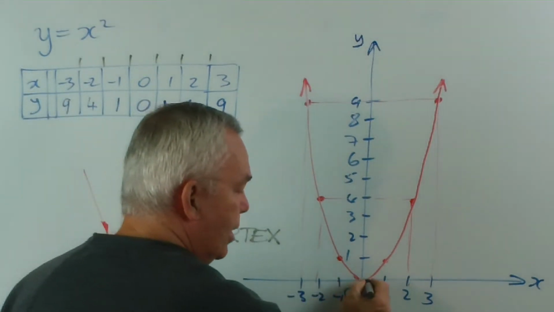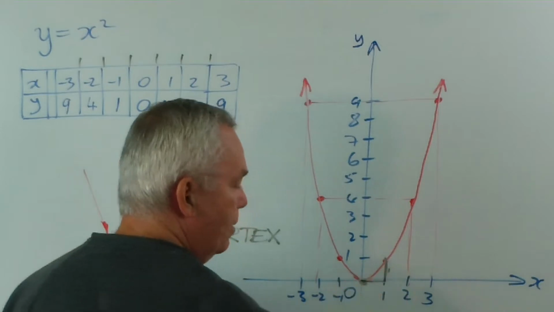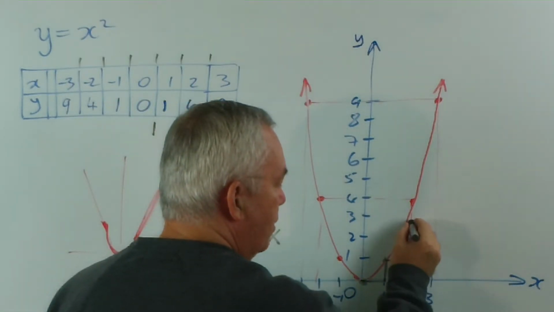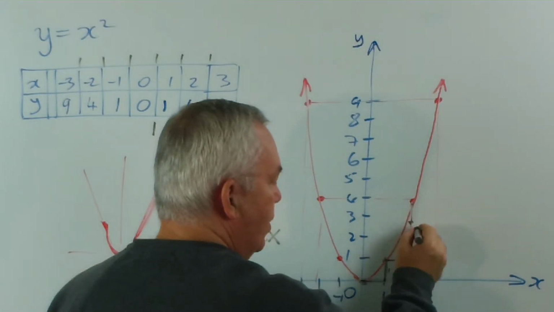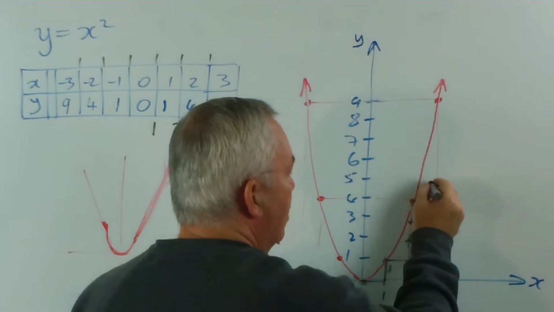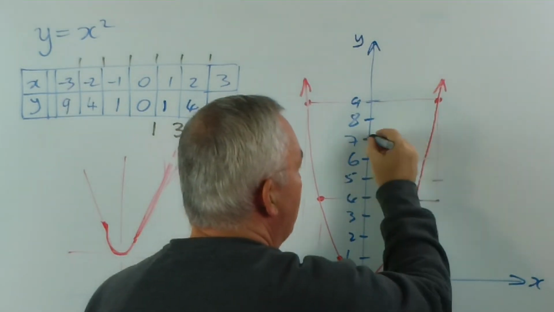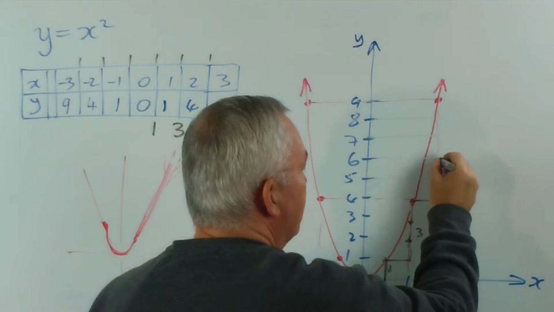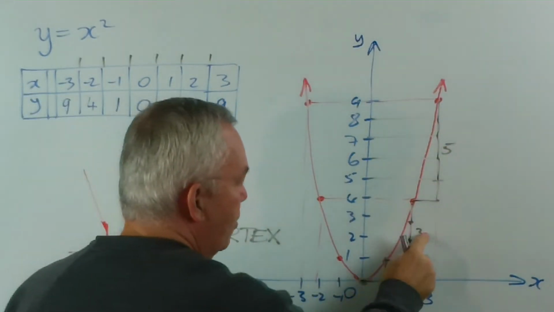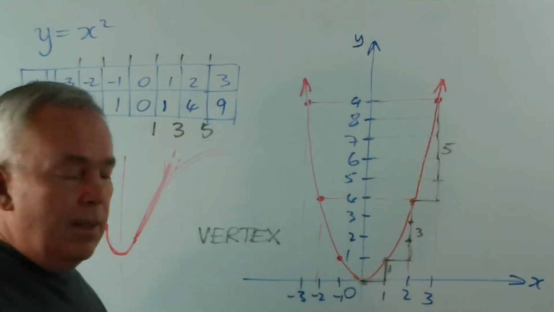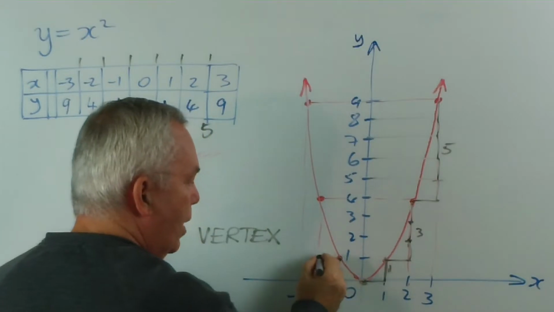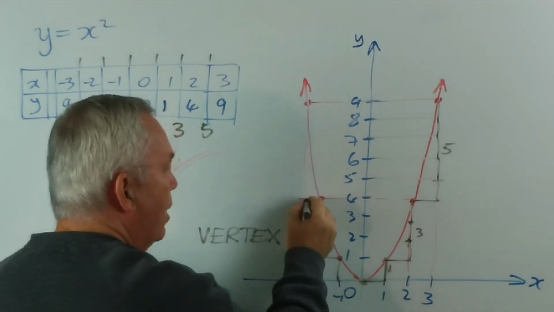If we start at the vertex and go across one, we go up one square. If we go across another square, we go up 1, 2, 3 squares. And if we go across another square, we go up 1, 2, 3, 4, 5 squares. Here's the pattern, 1, 3, 5. And guess what's going to happen on this side? Back 1, up 1, back 1, up 3, and back 1 and up 5.